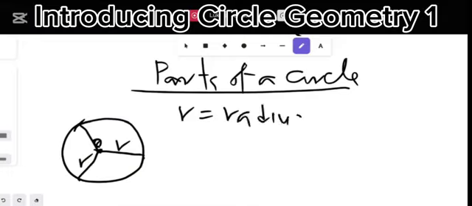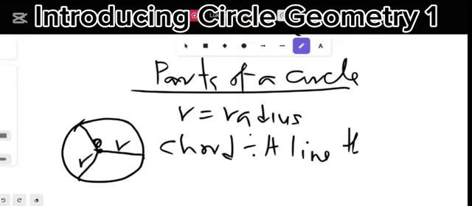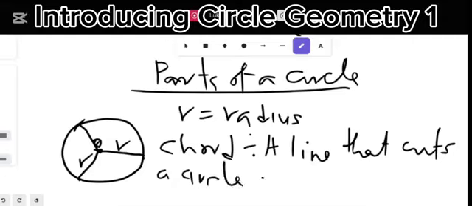Radius. I'm going to define something for you. There is what is called a chord. What is a chord? A chord is a line that cuts or divides a circle into two. I didn't say equally, a circle into two parts.